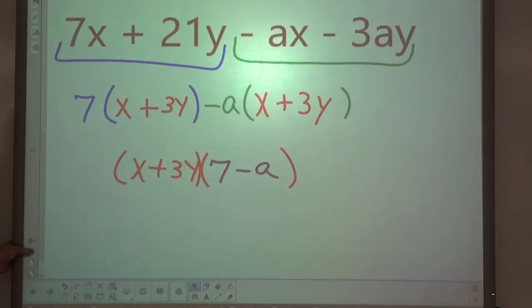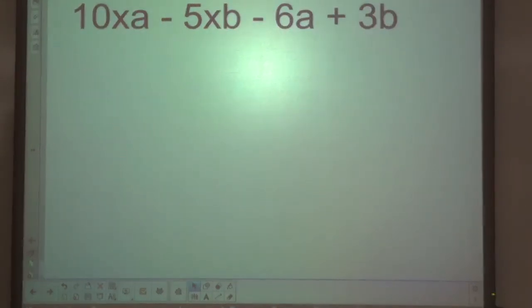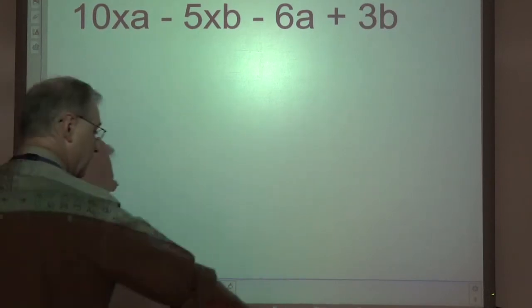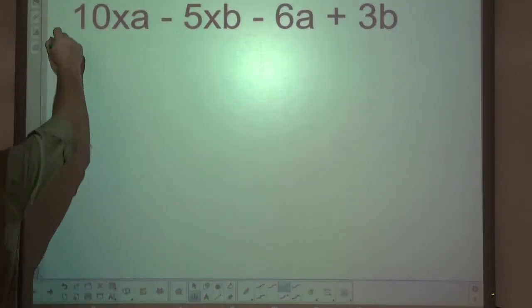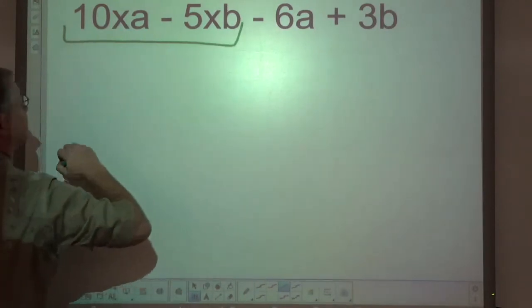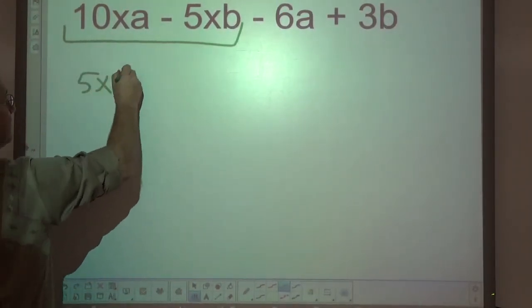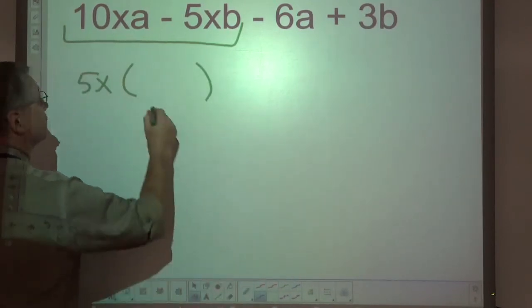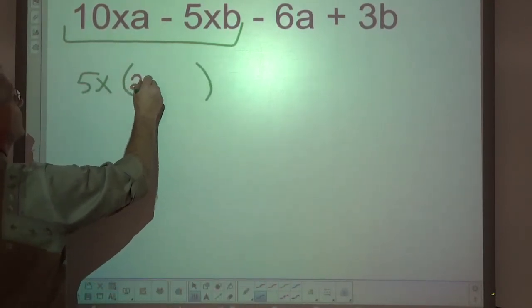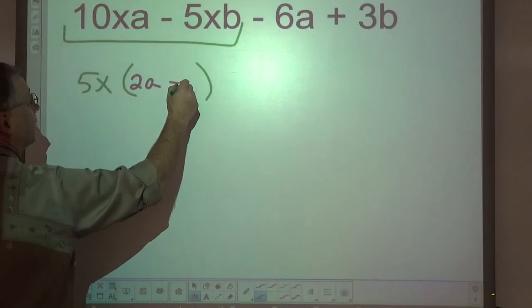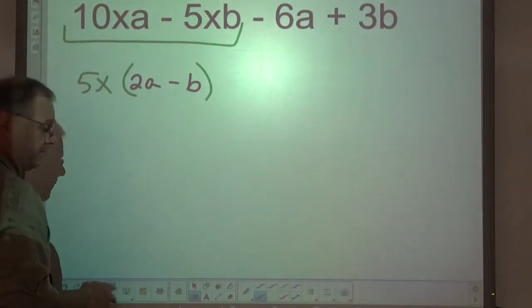All right, let's take a look at the last example. Here we have another example. I'd like you to give it a try. Pause the video, unpause, and see how it's done. All right, so we're going to take a look at the answer here. I can see that they have a 5 and an x in common. That leaves me with, let's see, 2a minus 1b.